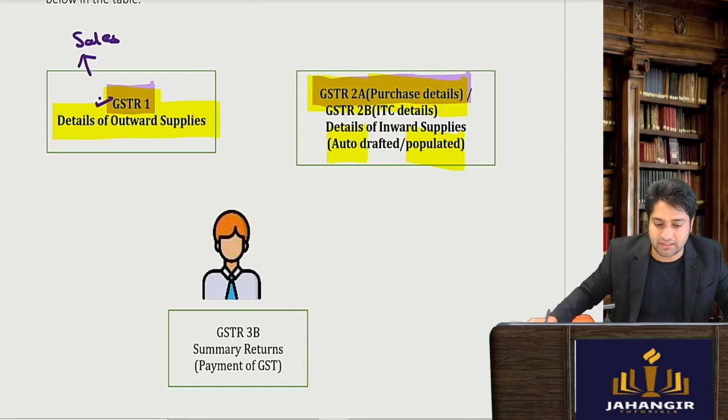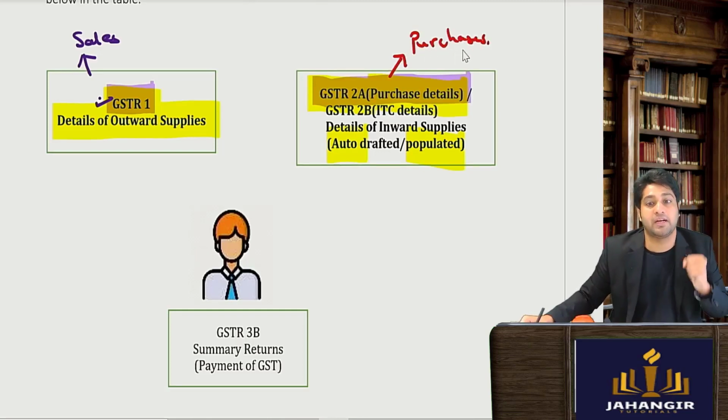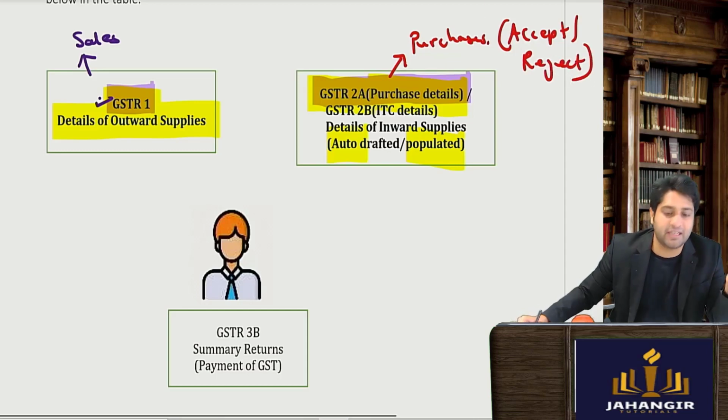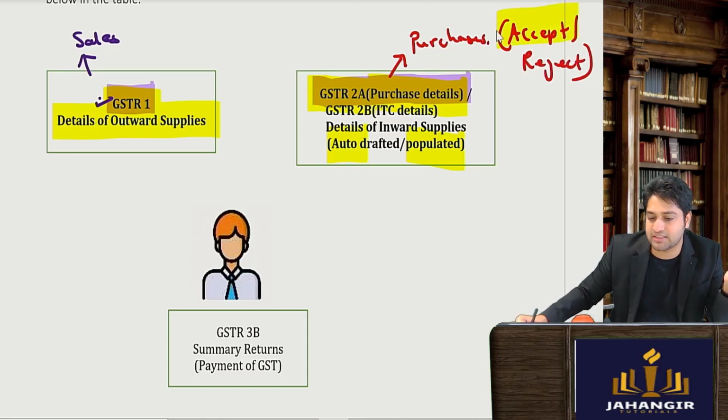GSTR 2A will contain the detail of your purchases, how much purchases you have made. So you need to simply accept or reject the form. Ideally you would accept it, that yes, this dealer is saying that I have purchased from him and I have paid to him GST. It is correct. If you reject it, it will go back to him and you can tell him to modify or correct his statement.